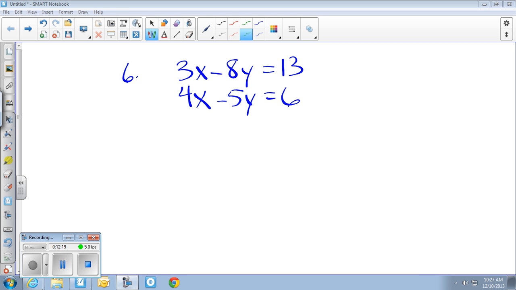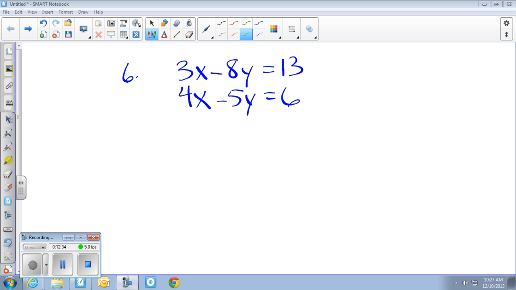All right, in number 6, same thing. Cannot eliminate. I cannot just change the signs. I'm going to have to multiply, and that's not going to be easy. I can't just multiply one of the equations by a number to eliminate a variable easily. Now, I could do that.